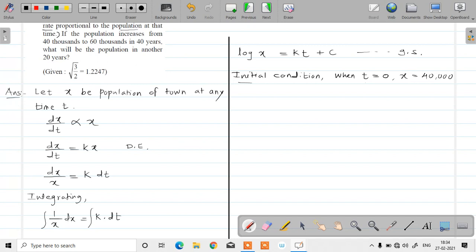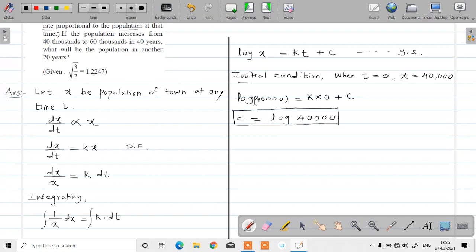Now if you put this value in the general solution, what will you get? We get log x is equal to, sorry, here we have to put the value of x as 40,000. So we get log of 40,000 is equal to k into 0 plus c, and that's why we get c is equal to log of 40,000. Remember, this is the value of c.